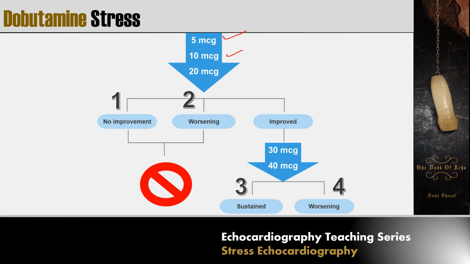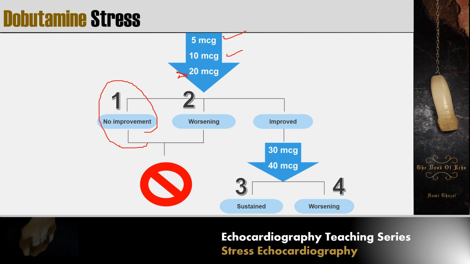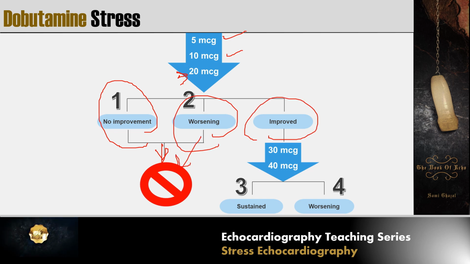Now, as mentioned, if there is no improvement by the 20, you stop. If there is worsening, you stop. Now, if there is improvement, you can continue, maybe 30, maybe 40, until you reach your target. If improvement is sustained during that higher dose, it is viable and non-ischemic. Now, if that improvement starts to worsen, it is viable and ischemic.